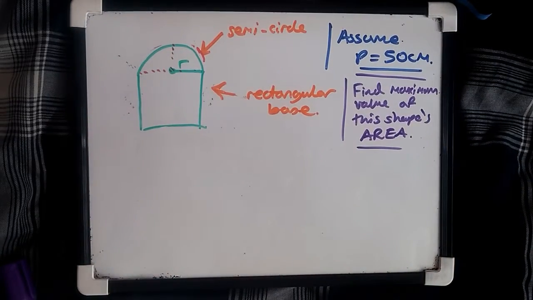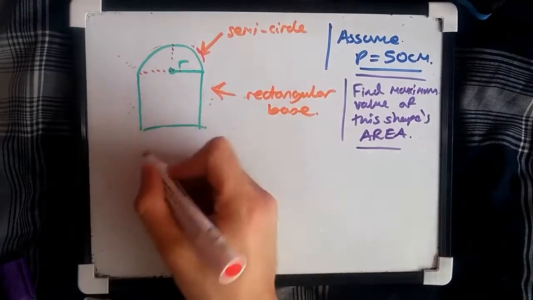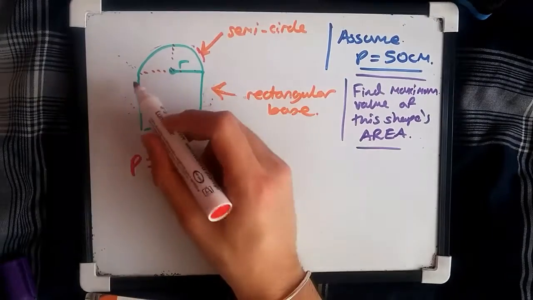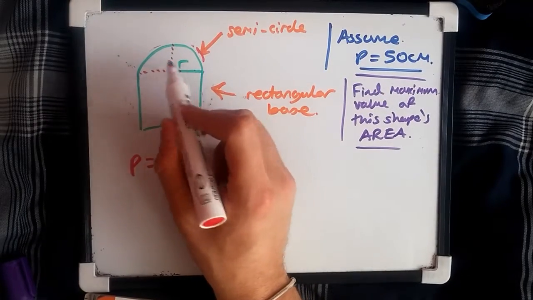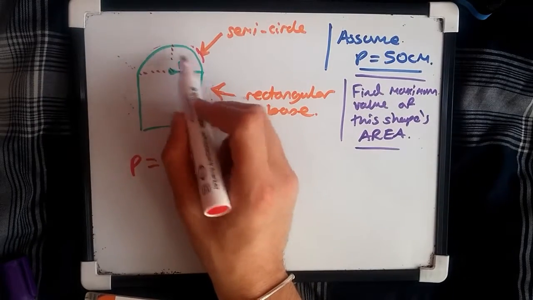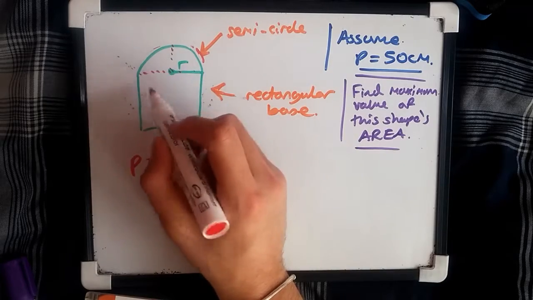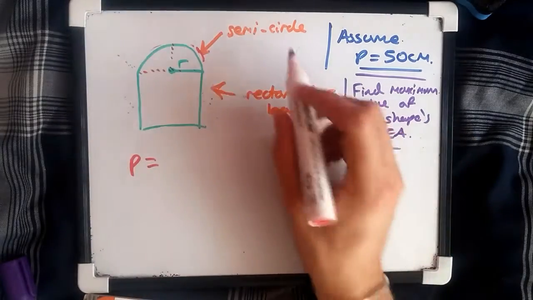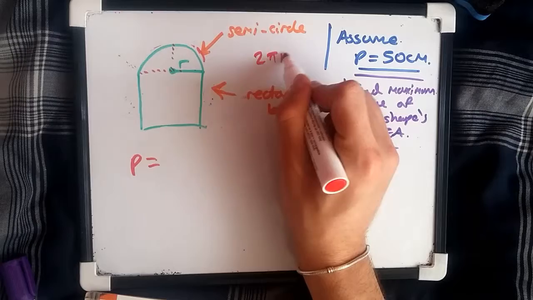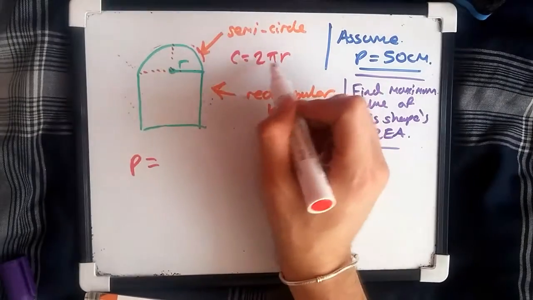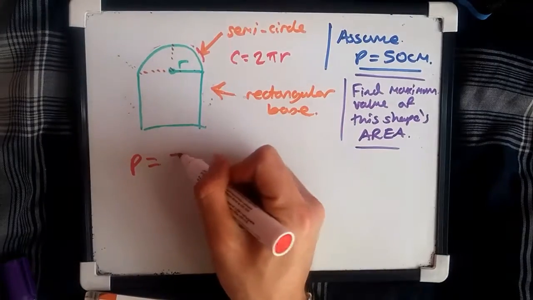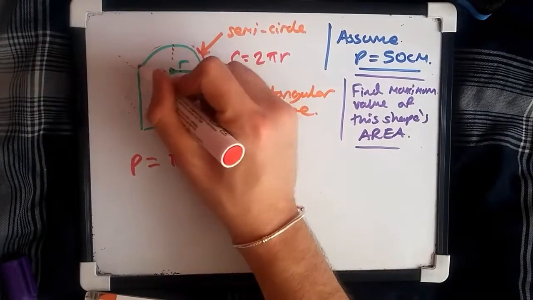First things first, looking at the shape head on, to calculate the perimeter we should observe a few things. We have radius r here, and we know we have a semicircle top. The circumference of a circle itself is always 2 pi r. Given that this is half a circle, this is half the size, so this will just be pi r.